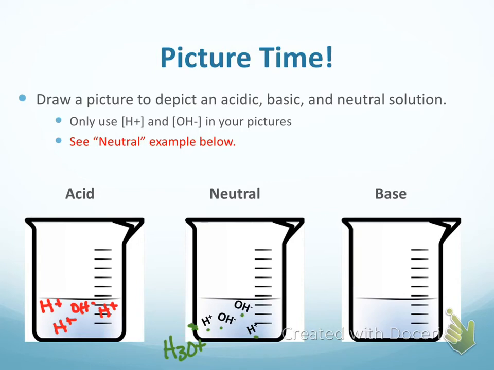Think about that as we apply it to the base. We're going to see that same concept, except instead of more hydrogens, now we have more hydroxides. So the neutral, right, I had 2. Well, now a base would have more hydroxide than hydrogen. Are there still hydrogen ions? Absolutely. There's a smaller concentration of them.